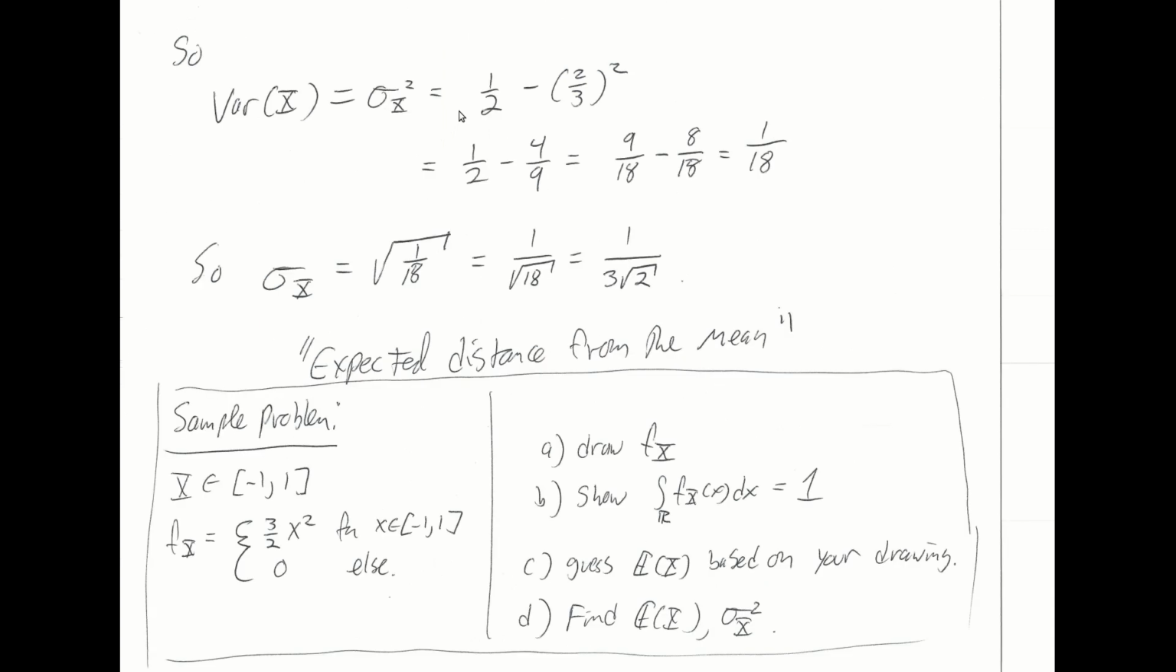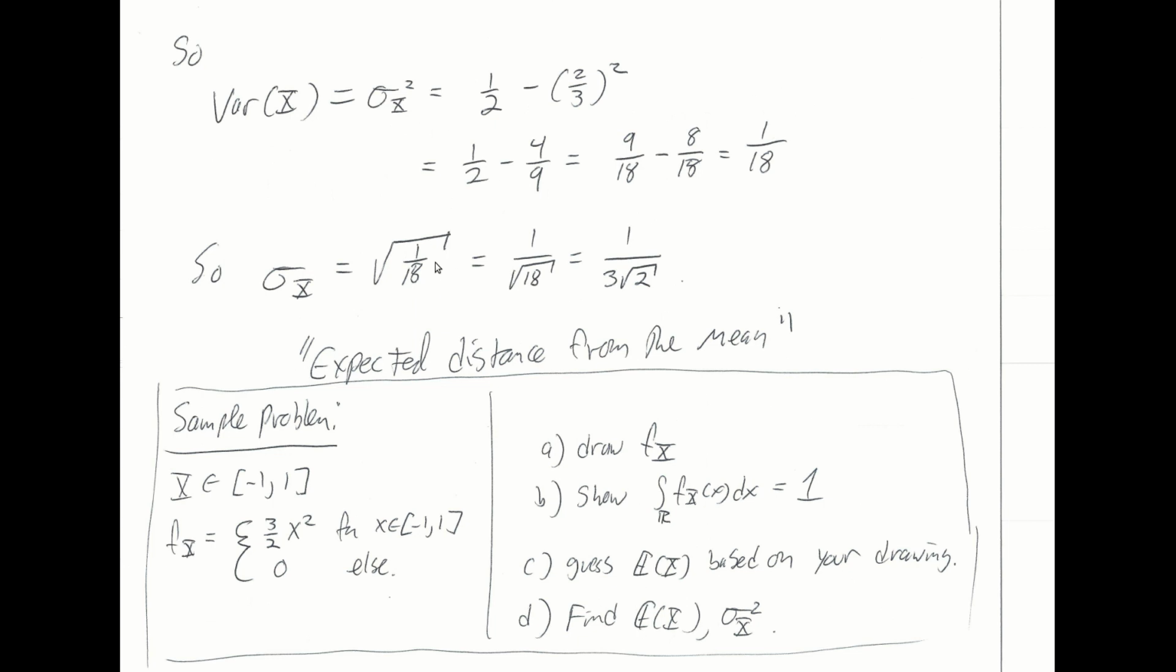The variance is the expected value of the square, which we just calculated to be 1/2, minus the square of the expected value, which was found in part C to be 2/3. So 1/2 minus 4 over 9, find a common denominator, and I come up with 1 over 18 as the variance. Standard deviation is the square root of variance. If you left your answer as root of 1 over 18, I'd be happy.